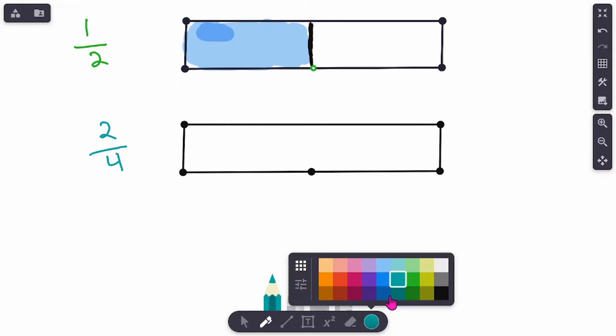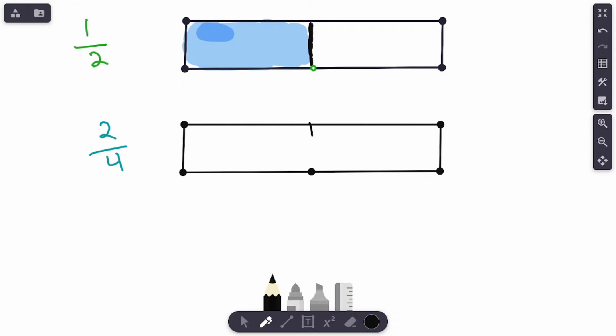I'm going to break mine into 4 equal sections. Here is 2 sections. That should give me 3 sections and 4 sections. Let me look. 1, 2, 3, 4. All right, I got 4 sections.